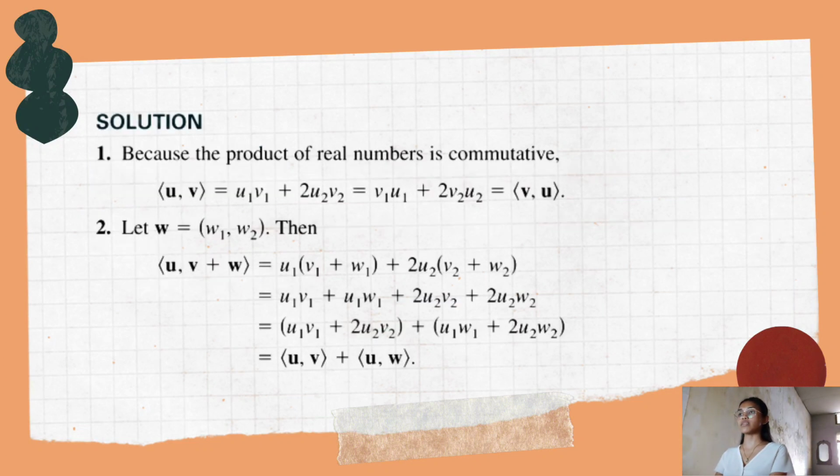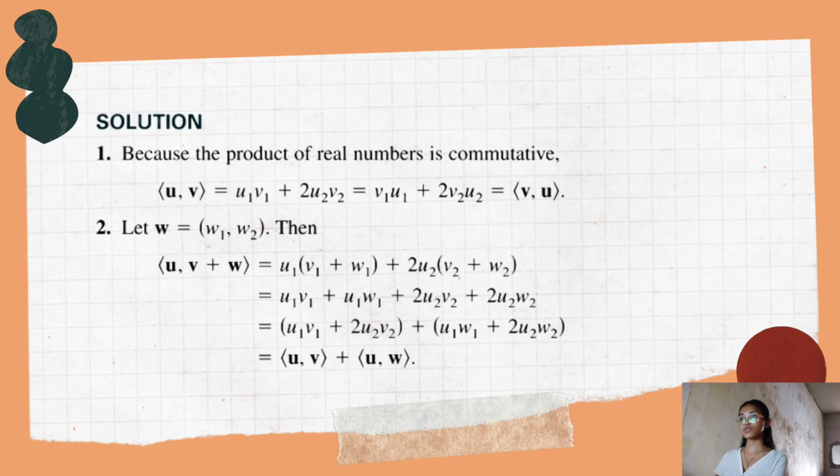So, the first axiom is, kapag ba ni-reverse or inuna ko yung v, the answer must be the same. So, to show that, instead of writing it as <u, v>, we're going to write it as v1 u1 plus 2 v2 u2 is equal to <v, u>. It satisfies the first axiom because we know that addition is commutative. So, we're going to proceed to the second axiom.